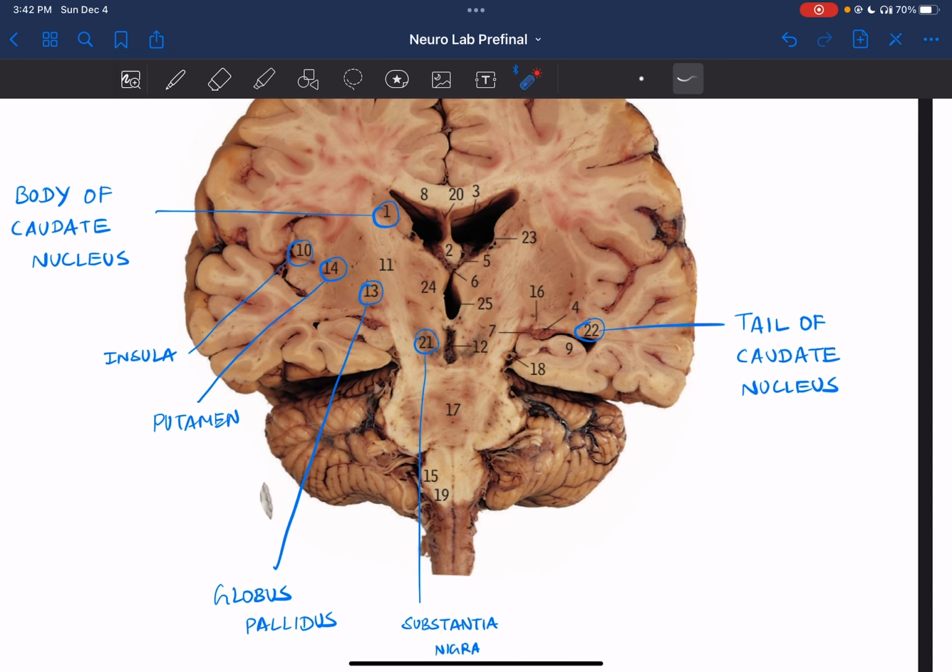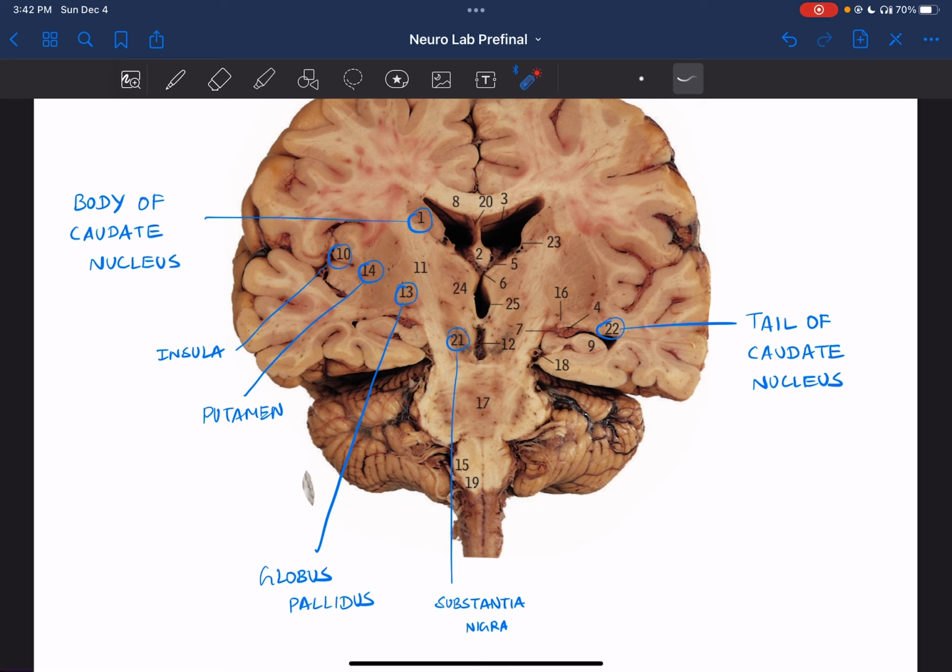And again, let's look at the lentiform nucleus. Can you guess what constitutes the lentiform nucleus? The putamen and the globus pallidus. Putamen is a bit anterior and the globus pallidus is a bit posterior. And remember again, globus pallidus has output fibers, putamen has input fibers. Lateral to that, you have your insular cortex right here.